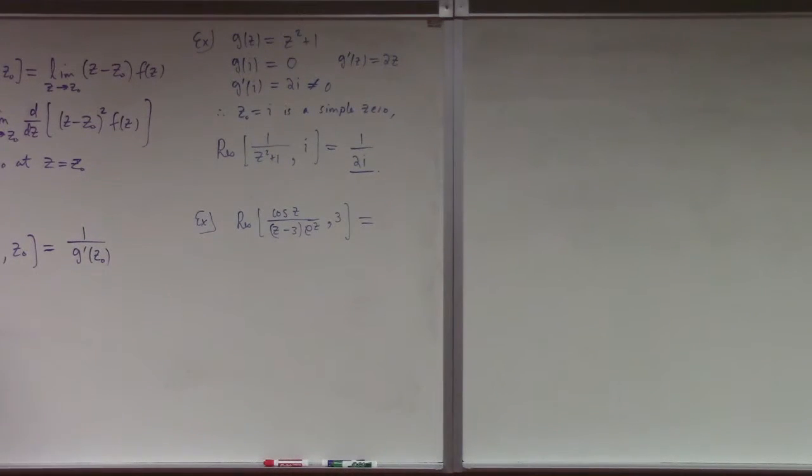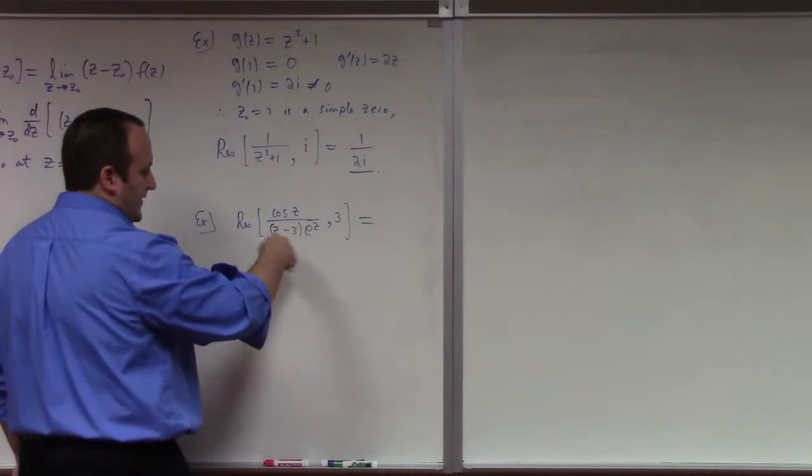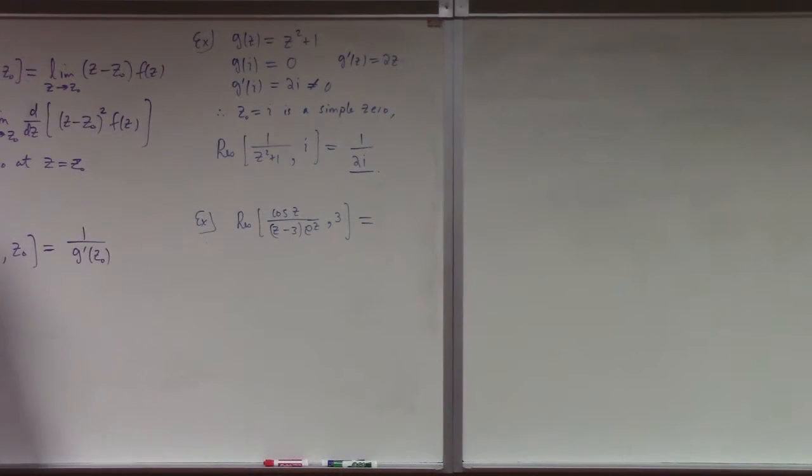So here, identify the denominator as g of z. If you plug in 3, you get 0, right? But if you calculate g prime of 3 for the denominator function, you do not get 0, you get non-zero. So in fact, the denominator has a simple 0 at z equals 3. And clearly the denominator and the numerator function are holomorphic at 3. So we can use rule number 3.